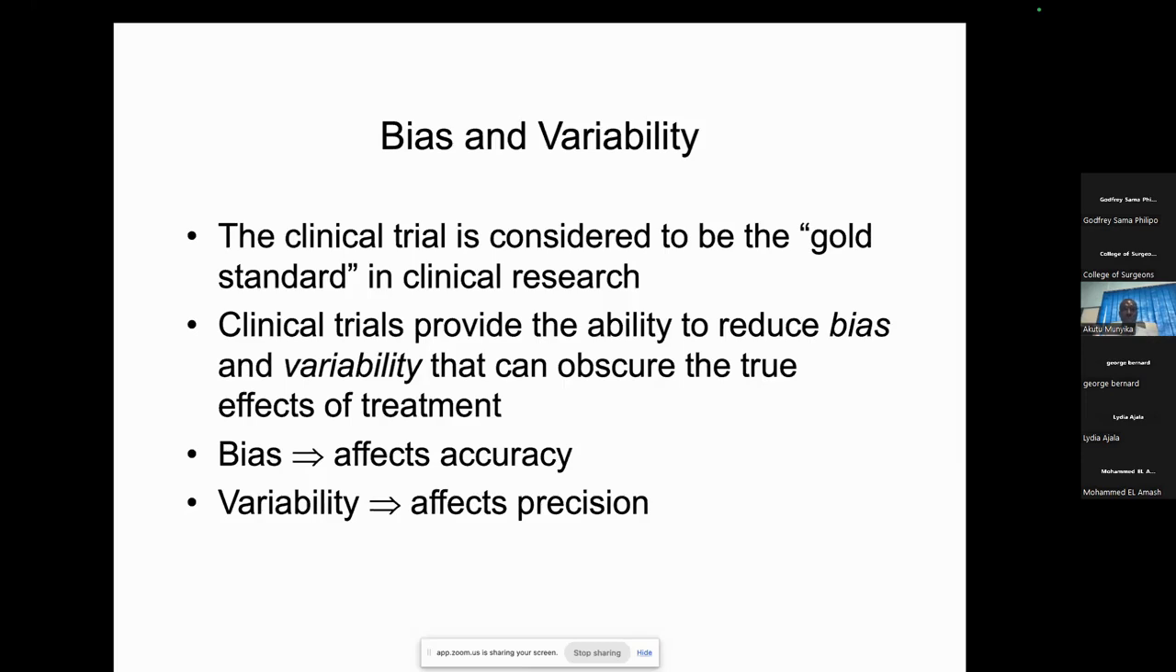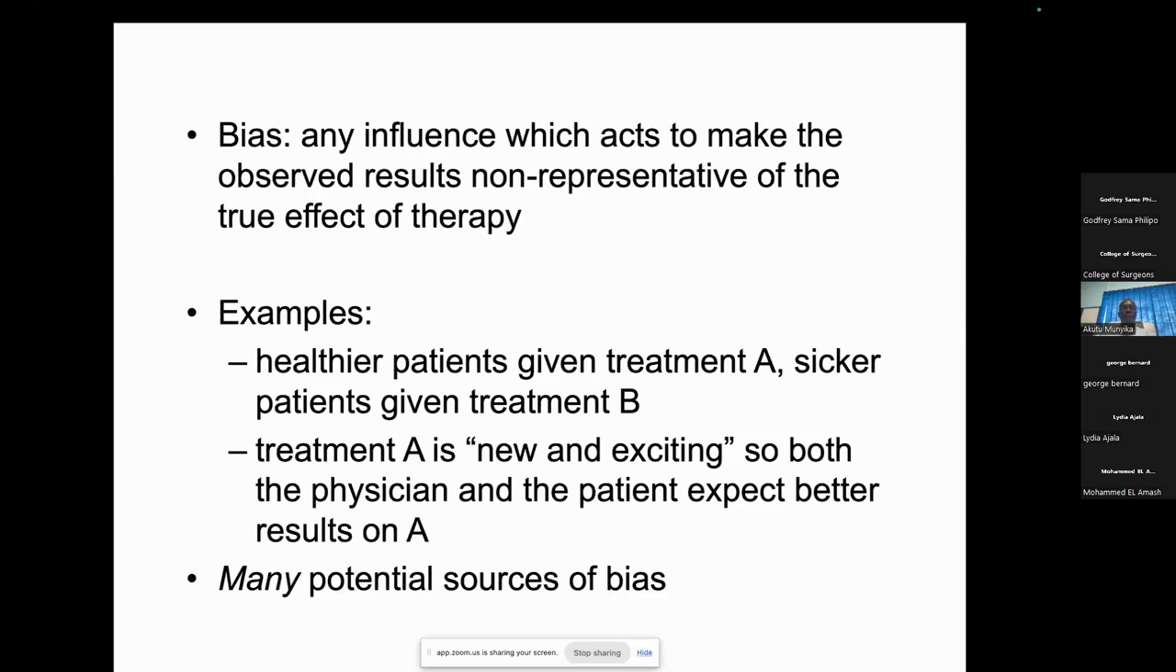If you look at it in simple terms, bias affects the accuracy of a study, and you want to minimize bias as much as possible. The variability affects the precision of a study or of a trial. So any influence which acts to make the observed result non-representative of the true effect of that therapy or of that procedure is then considered to be bias.